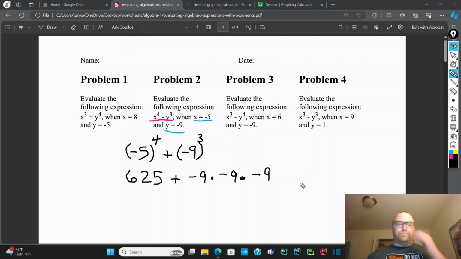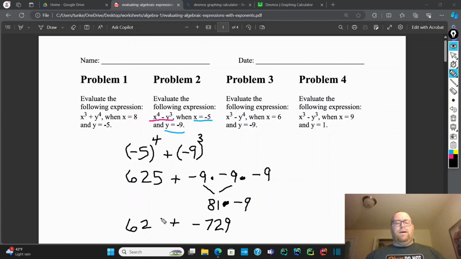Okay. So, negative 9 times negative 9 is positive 81. A negative times a negative is a positive. But then we multiply by the negative again. That's why when you raise it to an odd power, you always have this negative left over with a positive number. So 81 times negative 9, that's going to be negative 729. Okay, plus 625.